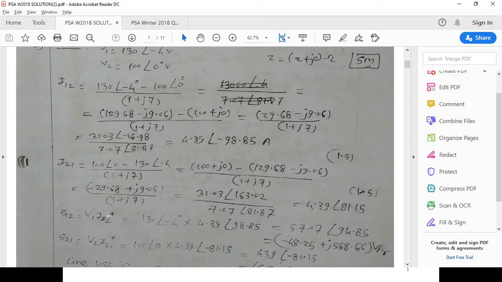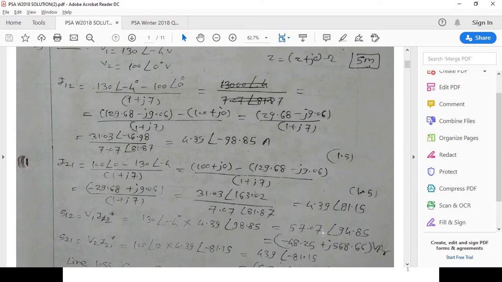So what is the I12, which is already calculated in step 1? I12 is equal to 4.39 at an angle of minus 98.85. But here there is a requirement of the complex conjugate of current I12. So it becomes 4.39 at an angle of plus 98.85. So don't make a mistake here, otherwise your answer will be wrong. So it will be V1 into I12 star.